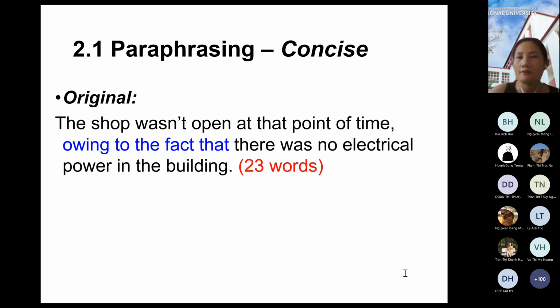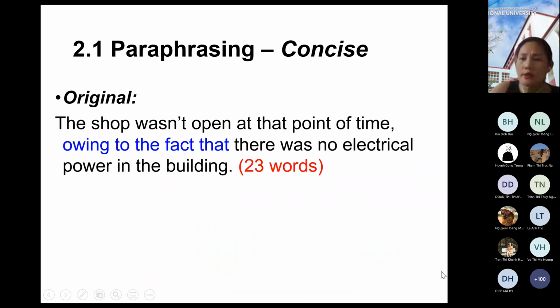Anyone? Because, yeah, like Han said, because. So in short, why don't you just say because? Yeah, Hai Ying also said because. So in this case, only to the fact that is the because. So it is the same, obviously the same meaning.